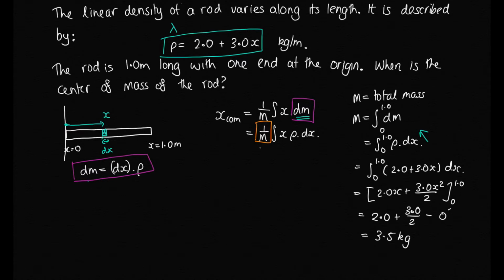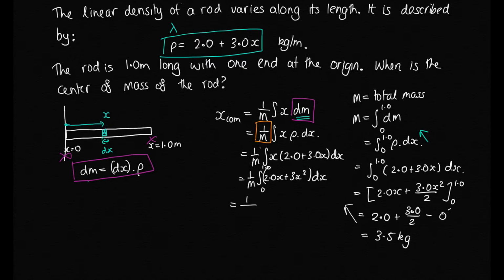So now we've got m, and we can go back up to this expression up here and substitute it. So we've got 1 on m times the integral of x times 2 plus 3x dx. And so this is 1 on m times the integral of 2x plus 3x squared dx. And our limits, we're going from 0 meters to 1 meter. So we're going from this end at 0 meters to this end at 1 meter. So now we can do this integral, and let's substitute in for our m. So we've got 1 over 3.5, and now we're integrating this.